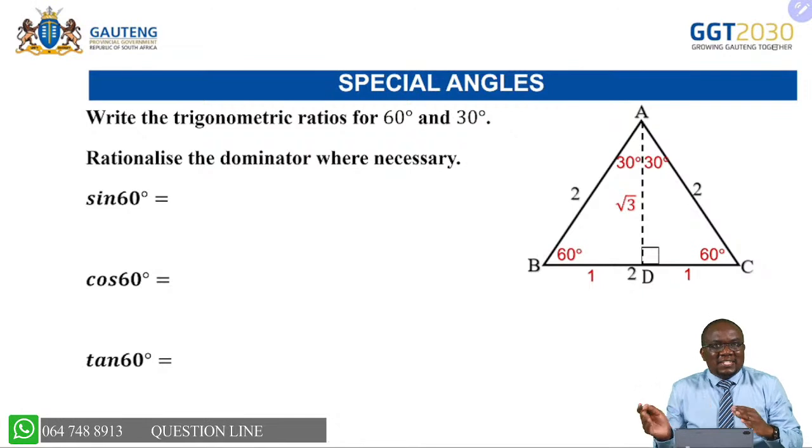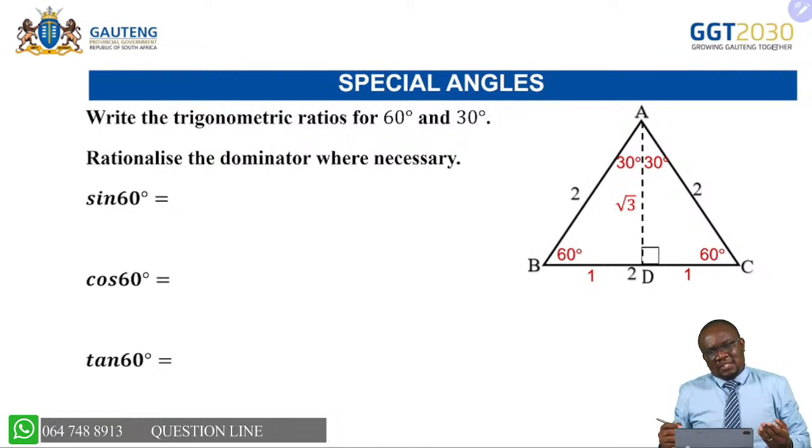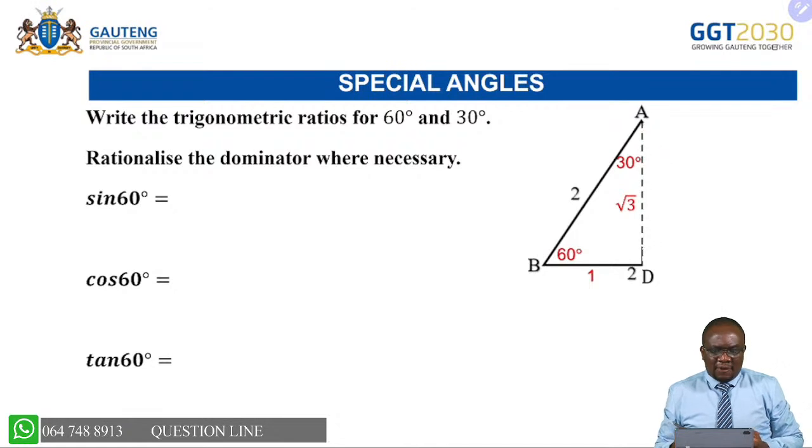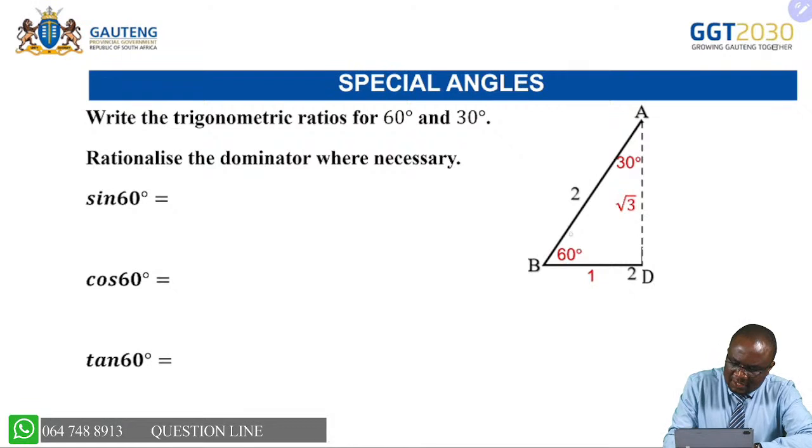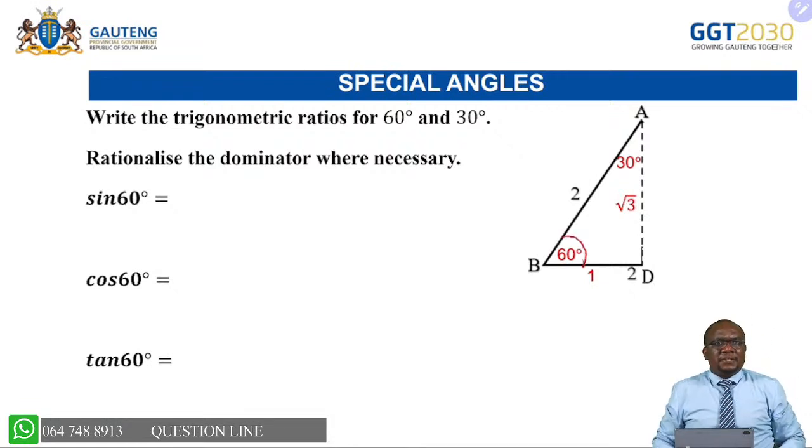Now close any triangle of your choice. You can choose the one on the left or the one on the right; we're going to get the same answer. I'm going to close this one this time. Let's write our 3 trigonometric ratios for our 60 degrees. This is the 60 degrees. Let's have our 3, 1 minute.